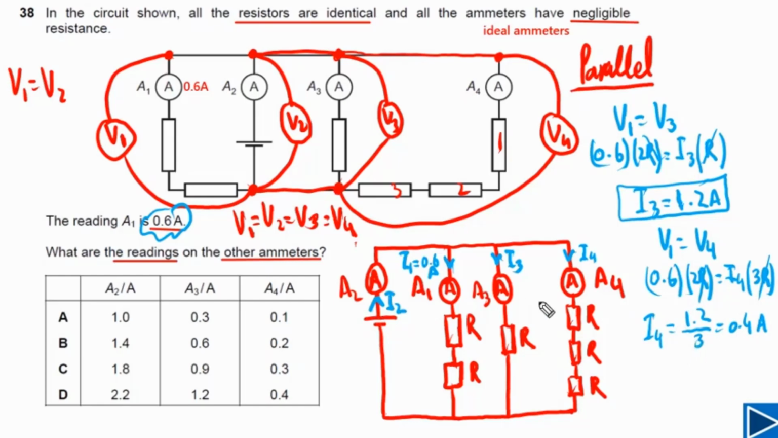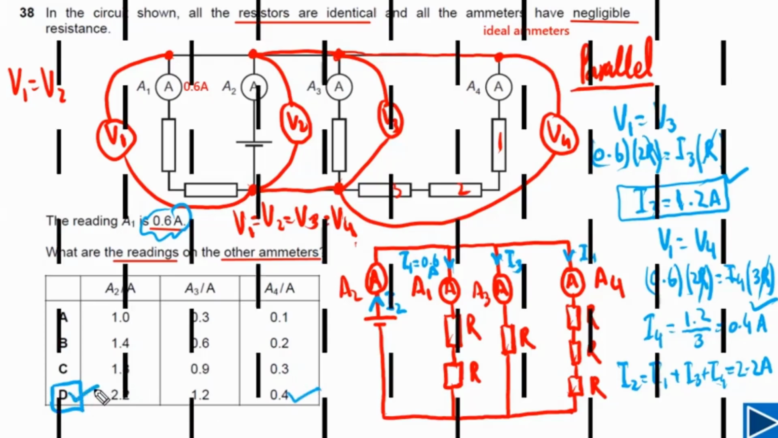Now to find I2, I2 is simply equal to I1 plus I3 plus I4. If we add all of them together, our final answer will be 2.2 amps. Now you can see I2 is 2.2 amps, so this is the right answer. D is the answer. And I3 is 1.2, I4 is 0.4. So our answer for this question is D.